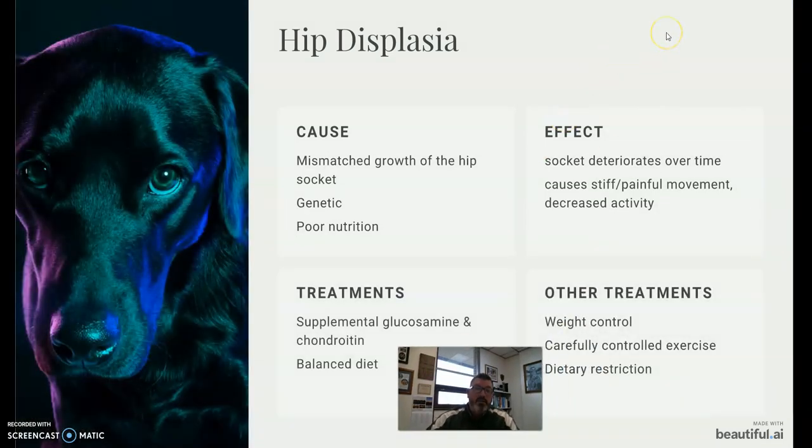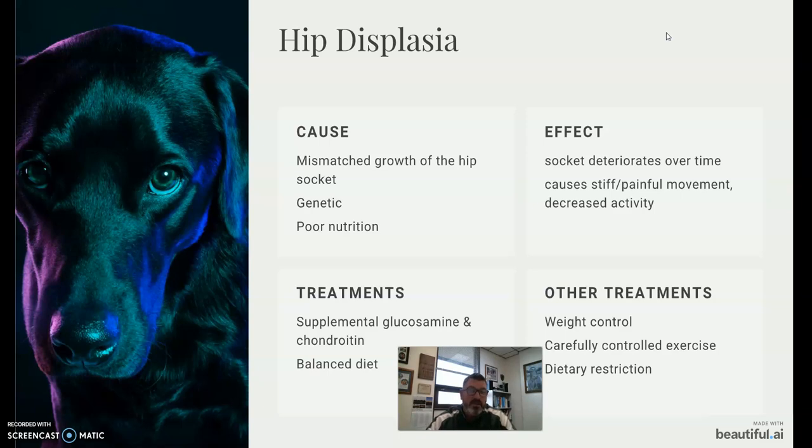Next, then, is, of course, hip dysplasia, much more common in dogs than cats, but a number of different causes here. It can be genetic, and we know that it runs in different breed lines, especially larger breed dogs. Poor nutrition can also cause it, because we get maybe mismatched growth of the hip in the socket. So it could be genetic, it could be poor nutrition, it could be a combination of both, it could be other causes, an injury or something of that nature. But basically, you don't have a correct fit of the ball in the socket of the hip joint as that animal develops.